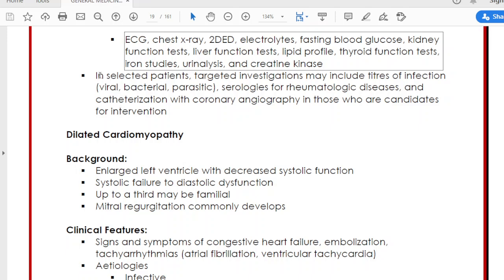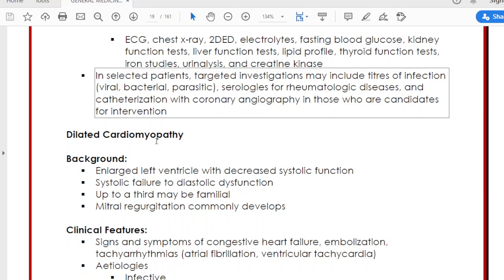ECG, chest X-ray, 2D echo, electrolytes, fasting blood glucose, kidney function tests, liver function tests, lipid profile, thyroid function tests, iron studies, urinalysis, and creatine kinase. In selected patients, targeted investigations may include titers of infection, viral, bacterial, parasitic, serologies for rheumatologic diseases, and catheterization with coronary angiography in those who are candidates for intervention.